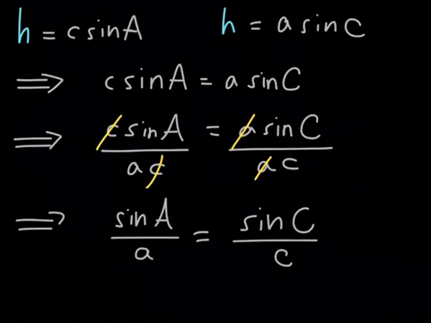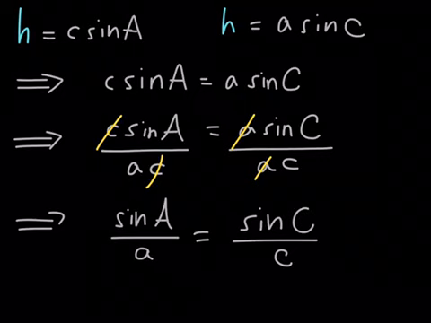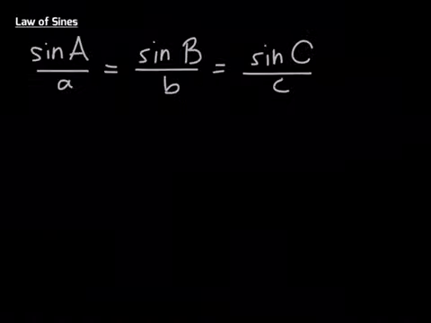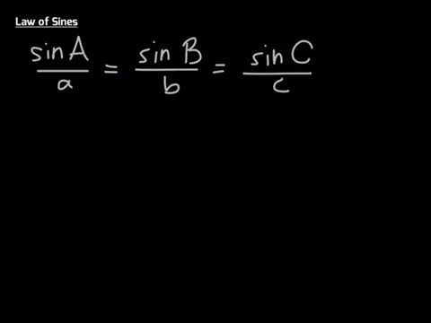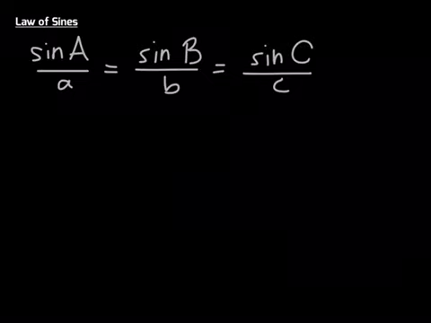In a similar way, we can construct a perpendicular line from other vertices as well. In the very beginning, we constructed a perpendicular from vertex B, but we can do it from other vertices to show the following. We can extend it to say that sine of A over side A is equivalent to sine of angle B over side B, which is equivalent to sine of angle C over side C.